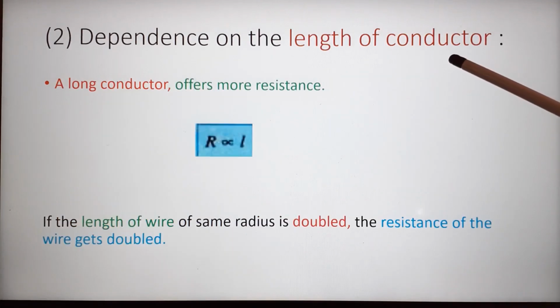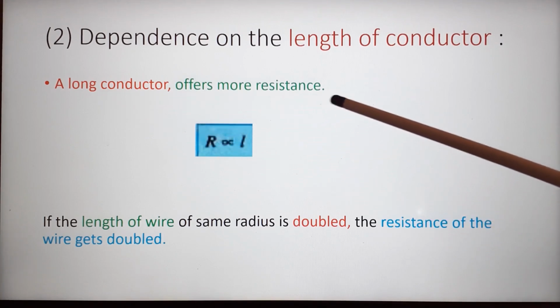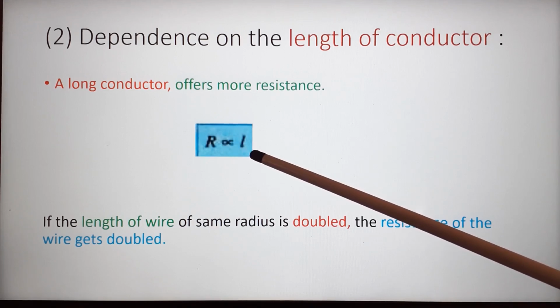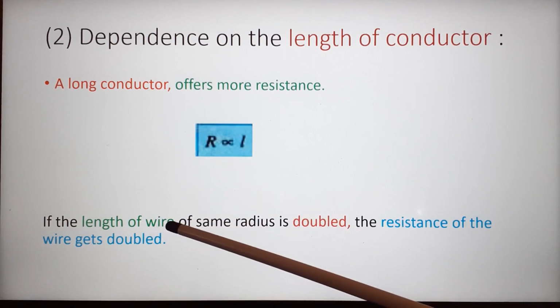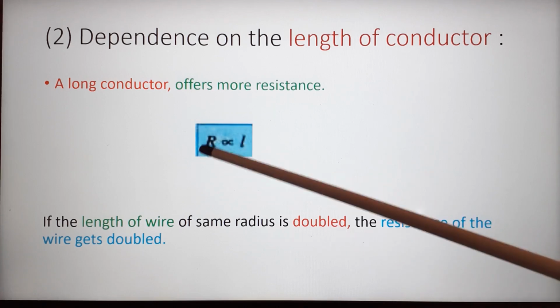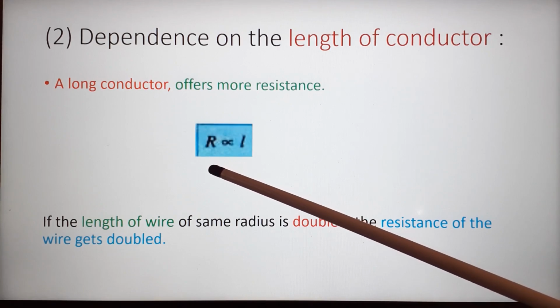The second factor is the length of the conductor. The longer the distance electrons have to travel, the more times they will collide. So, more length means more collisions, and a long conductor offers more resistance. Resistance is directly proportional to the length of a wire or conductor. For example, if the length of the wire is doubled, keeping the radius the same, the resistance will get doubled. So, double the length, double the resistance.